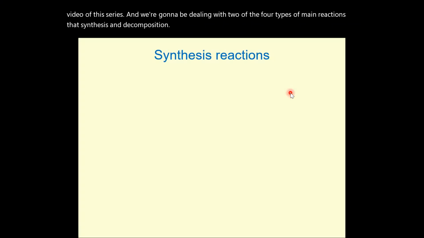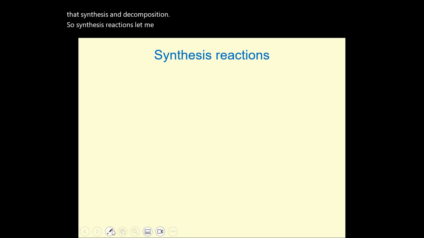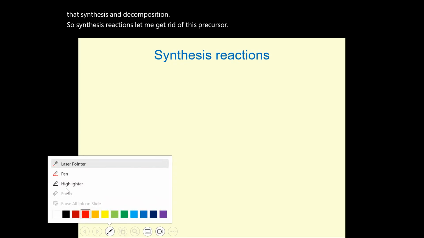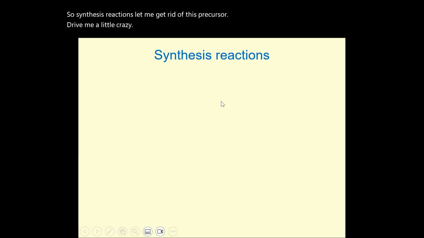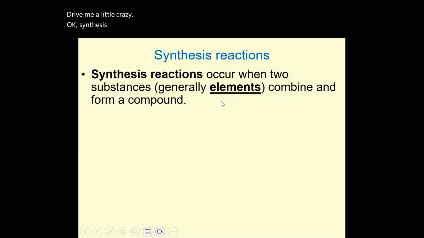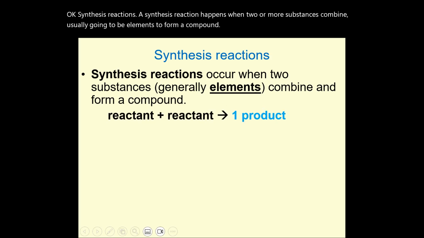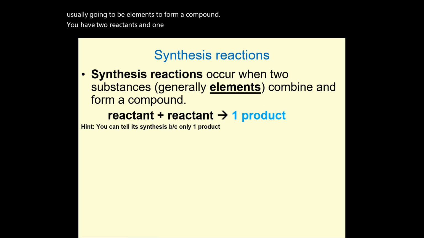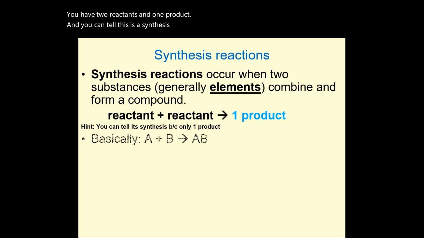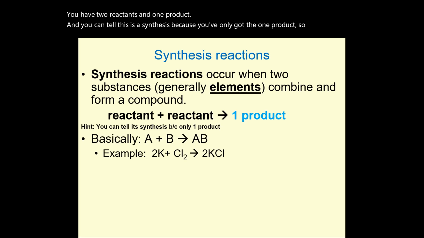So, synthesis reactions. Let me get rid of this precursor. Driving me a little crazy. Okay, synthesis reactions. A synthesis reaction happens when two or more substances combine, usually elements, to form a compound. You have two reactants and one product. And you can tell this isn't synthesis because you've only got the one product. So it's A plus B gives you AB.